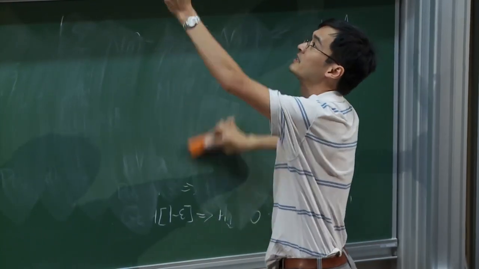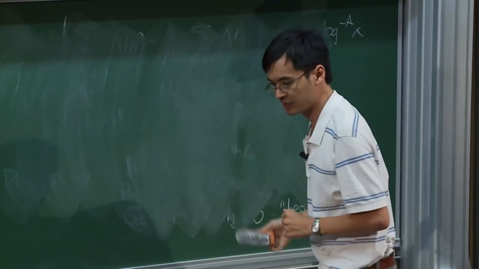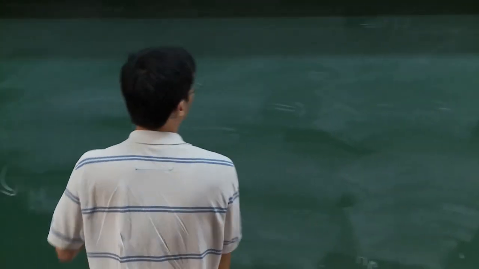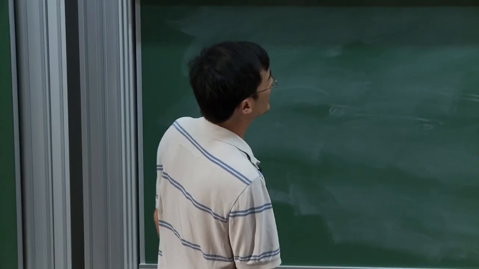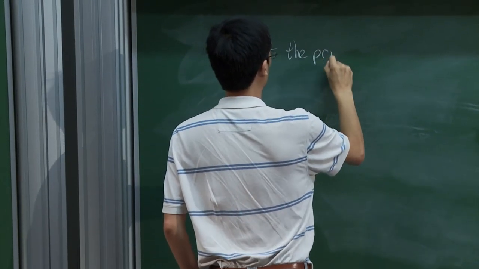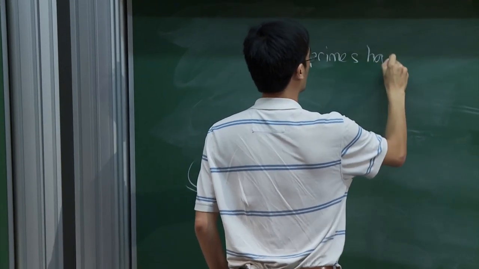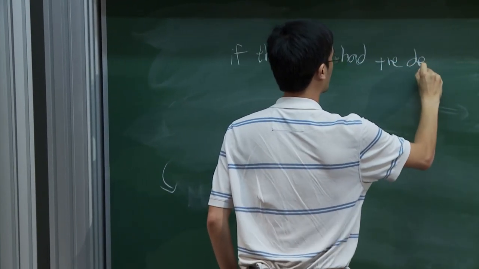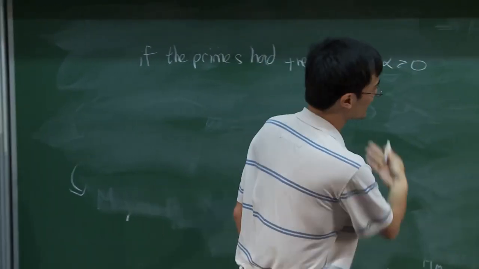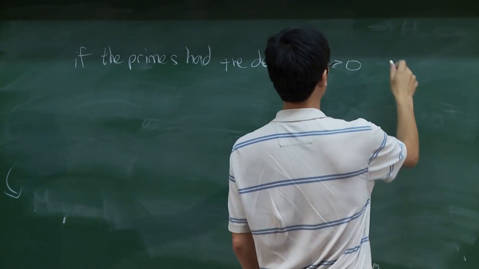Okay, so the main thing is to prove this sort of conjecture that you want to find k-tuples where at least j numbers are prime. So this would be very easy if the primes had positive density. Okay, if the primes had positive density, say density bigger than alpha. Of course they don't, but let's suppose they do just temporarily.